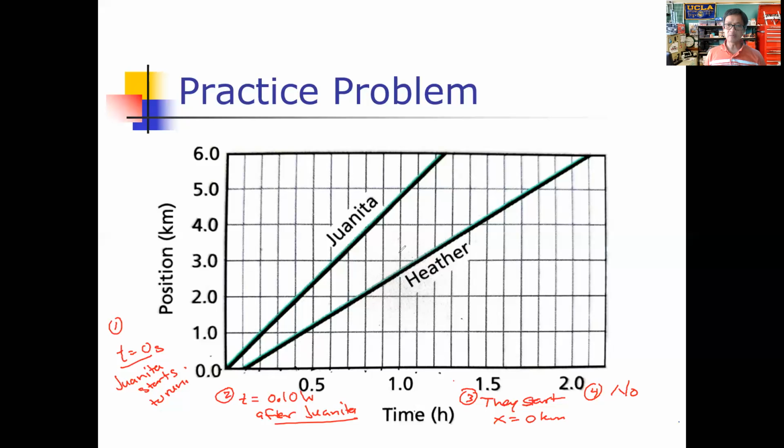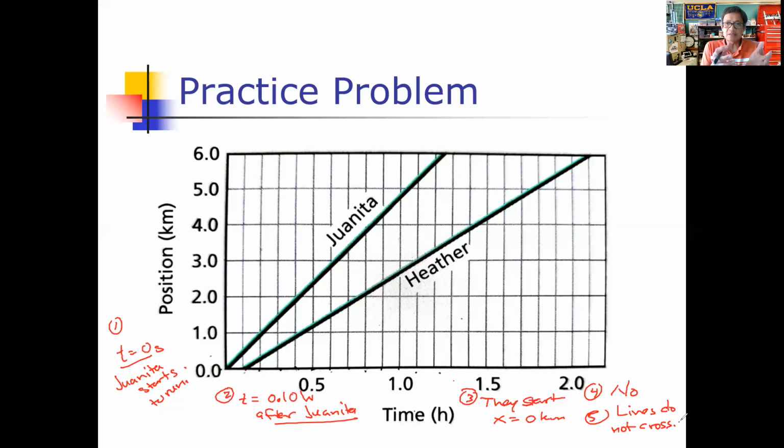So how do we know? The answer to number 5 then, how do we know that they never meet? The lines do not cross. Okay, so those are the answers to the 5 questions I asked you.